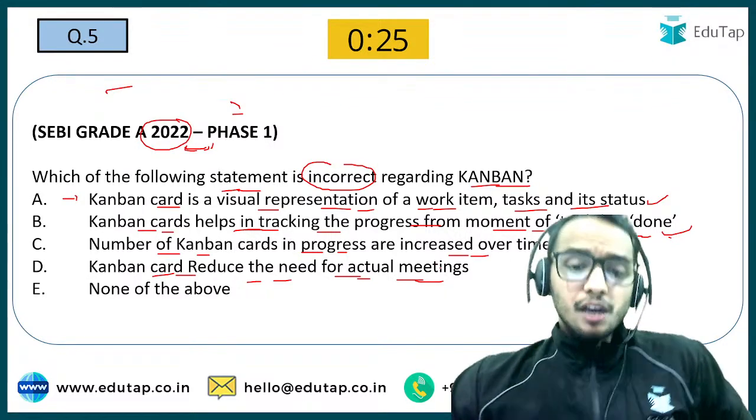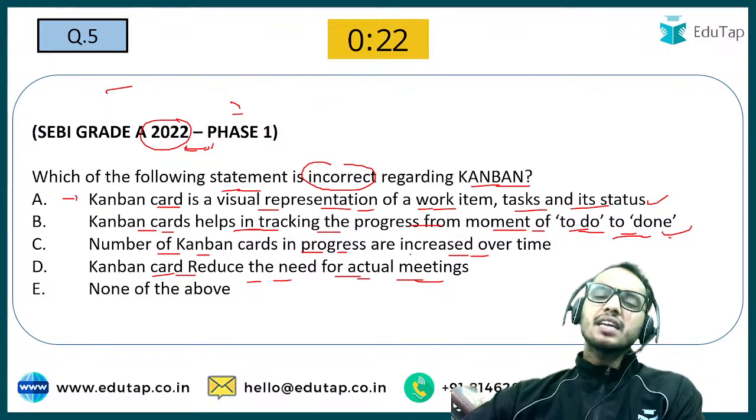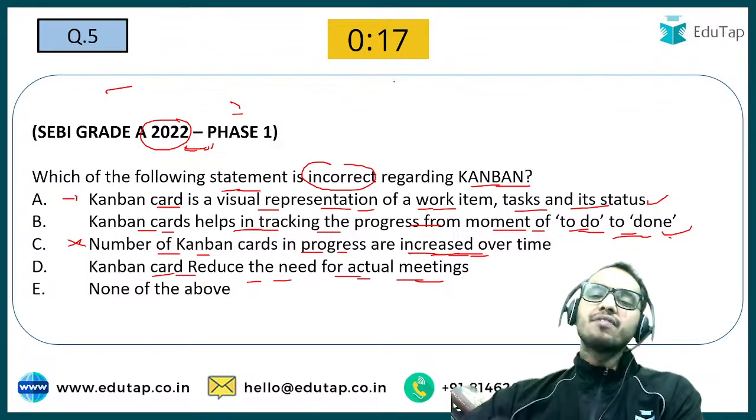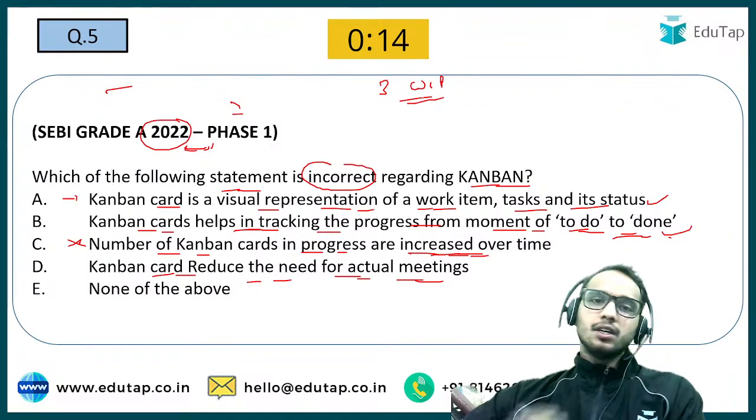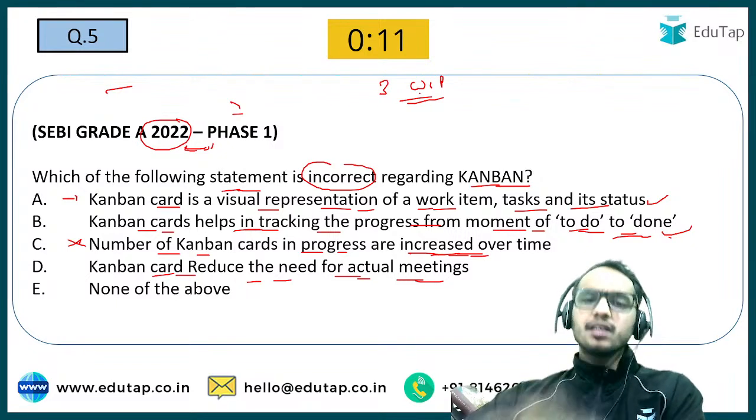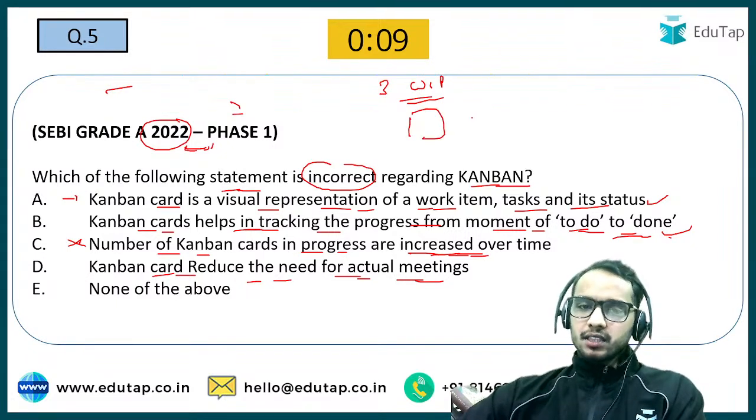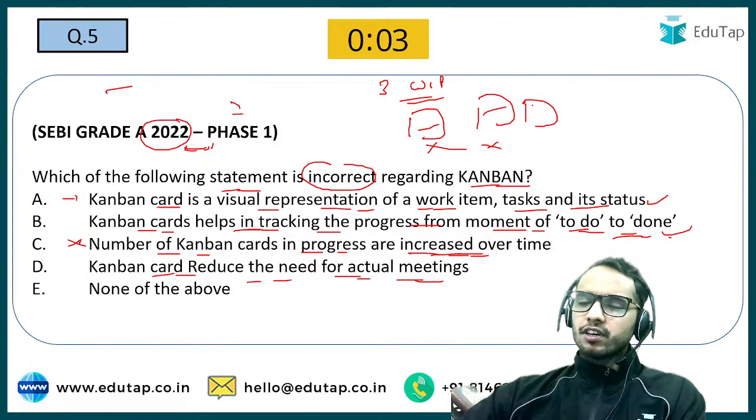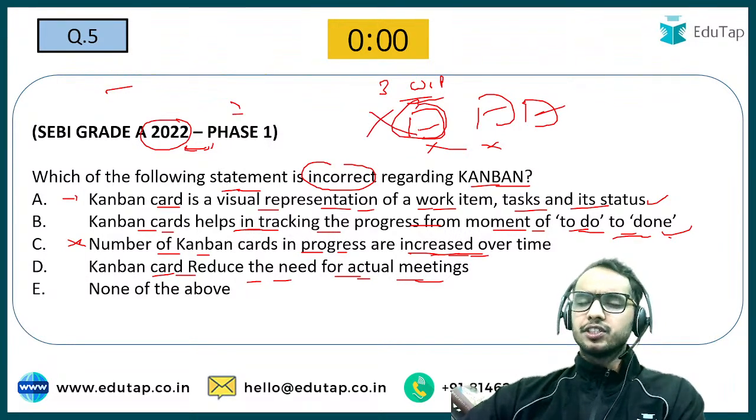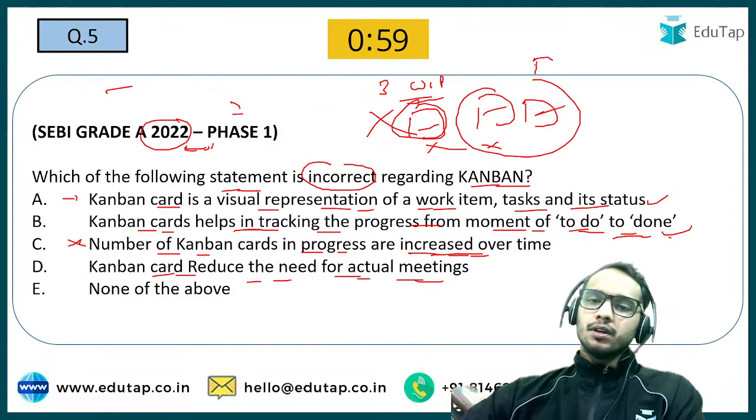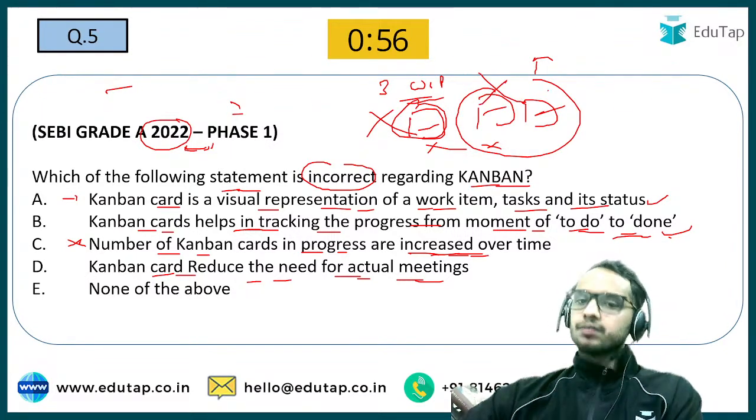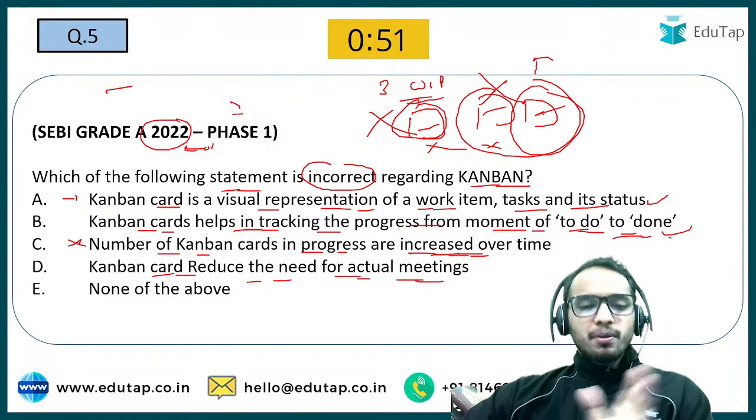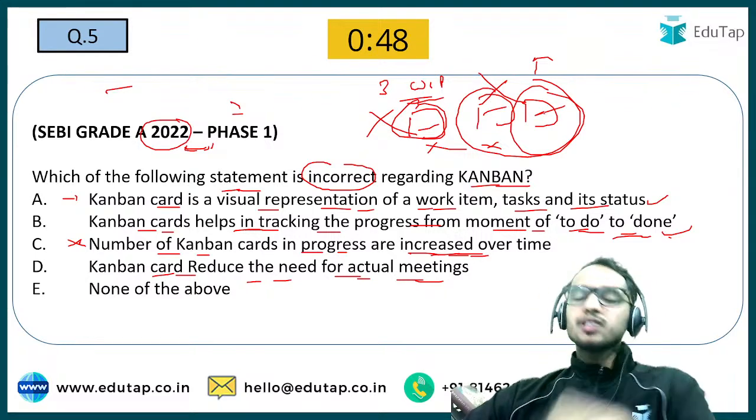Option C says number of Kanban cards in progress are increased over time. No. See, suppose you have right now 3 work in progress tasks. You are working in a company or corporate or in any department. So you have 3 tasks currently. So obviously it will be decreased over time. This is work in progress, this is work in progress, this is work in progress. Suppose this task is finished. Now you have only 2 Kanban cards. If this task is finished, now you have only 1 Kanban card left. So the number of Kanban cards will be decreased over time. It will not be increased.